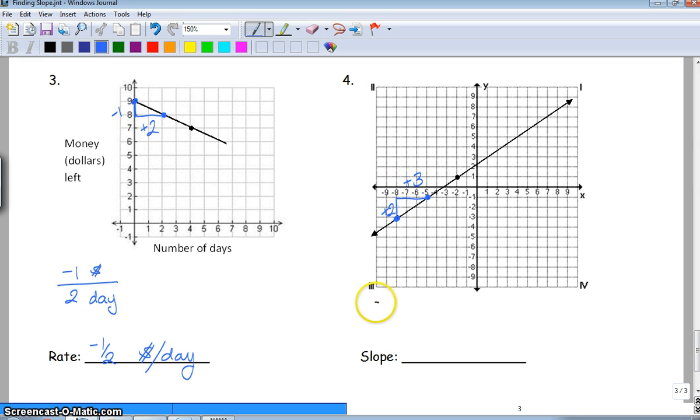So slope is change in y, 2, over change in x, 3. This doesn't reduce, so your slope is just going to be 2/3. Make sure when you're dealing with slope, when you're dealing with rate of change, always write it as a fraction. This will help you later on.